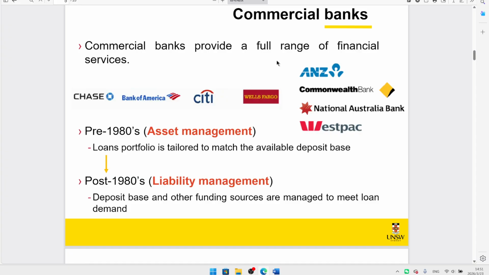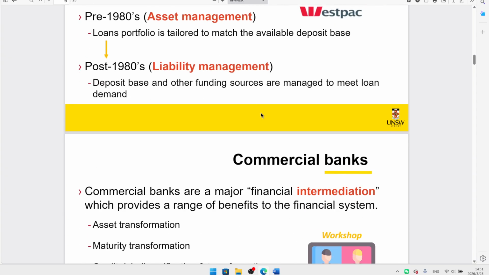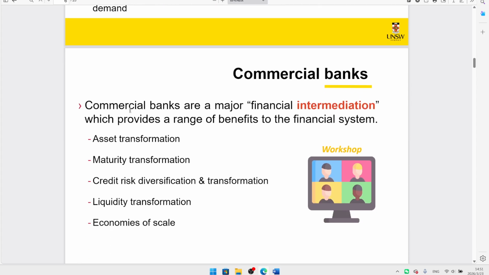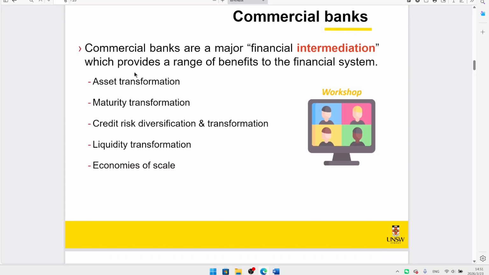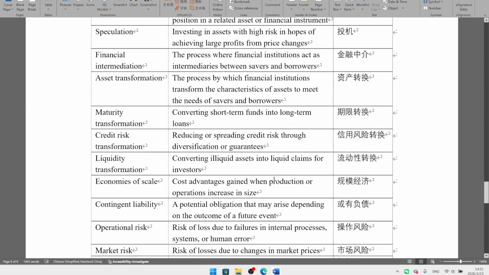Commercial banks, the history of commercial banks. The main functions, the roles, are asset transformation, maturity transformation, credit risk diversification transformation, liquidity transformation, economies of scale. Sorry for that, I forgot most of them.